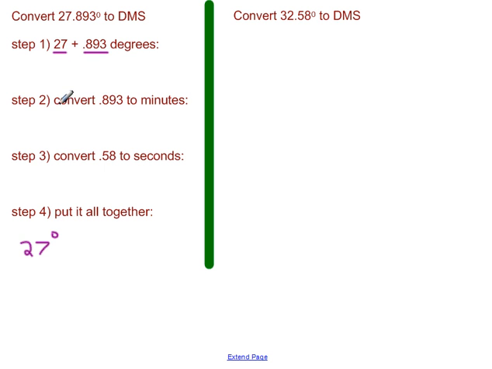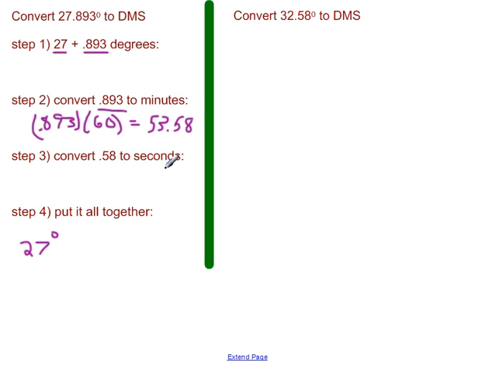Next step, I want to convert 0.893 to minutes. So how many minutes are in an hour, or in this case, degree? Hopefully you say 60. So we're going to take 0.893 and multiply that by 60, and that gives us how many minutes we have. Oops, I did divide it. Hold on a second, guys. 0.893 times 60, there we go. So you end up with 53.58.